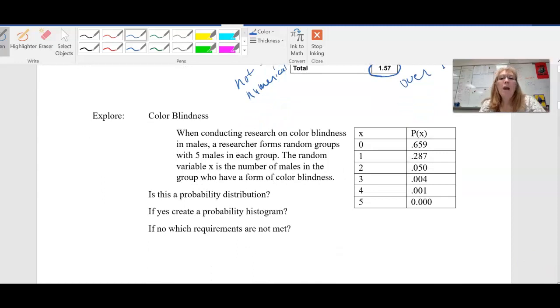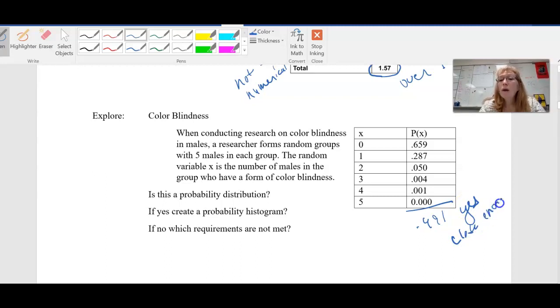Color blindness. I want to see about color blindness in males. I have 5 males, and out of those 5 males, researchers have found the probability that none of them are colorblind is 0.65, 1 is colorblind is 0.287, and so on. 0 or 5 are colorblind is like no possibility. So, does this meet our requirements? Pause and try. The first thing you should have done is add them up. When we add them up, we get 0.991. It's not quite 1, but remember there are rounding errors. So yes, this is close enough.